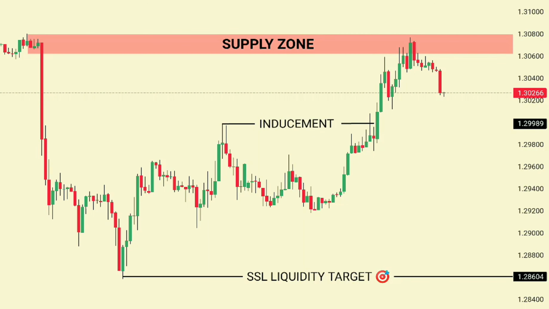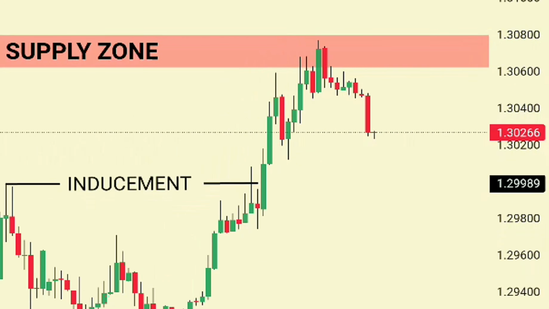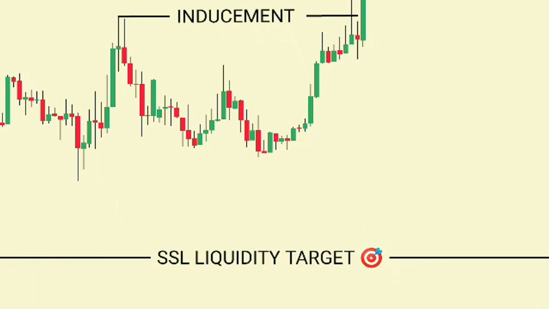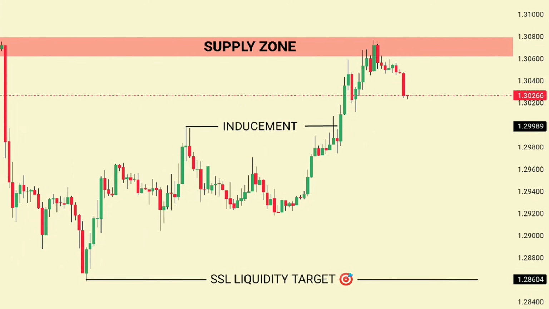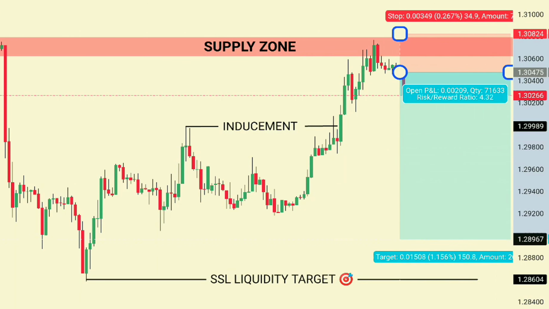After the inducement formation, the market started respecting the supply zone and failed to continue bullish. This gave the confirmation that buyers were getting trapped inside the move. At that point, the bearish setup became valid, while sell-side liquidity remained the main target below the market. Once the bearish confirmation appeared from supply, I entered the sell position with the daily time frame direction.